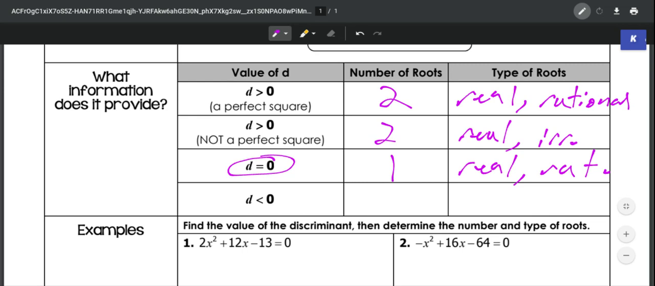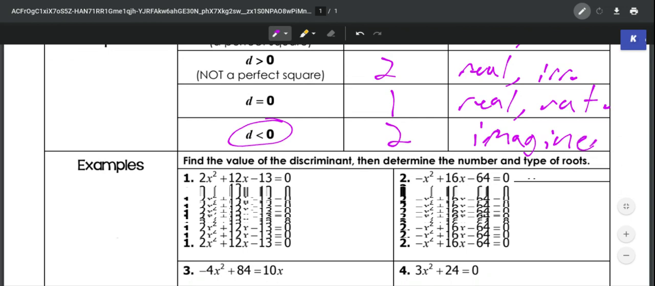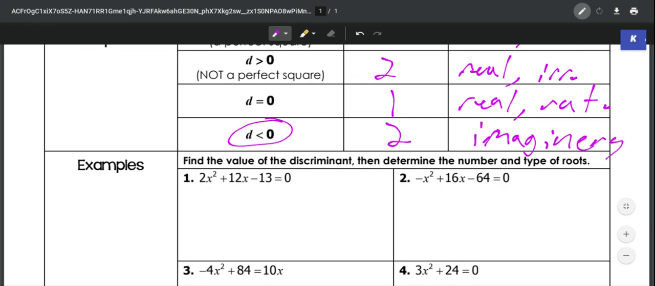And then the last scenario is when your discriminant is less than 0. So it's a negative number. Anytime you have your discriminant as less than 0, that means you have two roots, but they're imaginary roots. So they'll have i in them. I can't remember how you spell imaginary. Is it ER or AR? I think it's ER. I hope so. Imaginary. Okay.